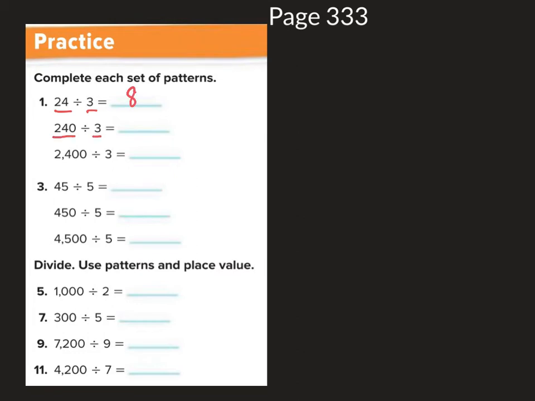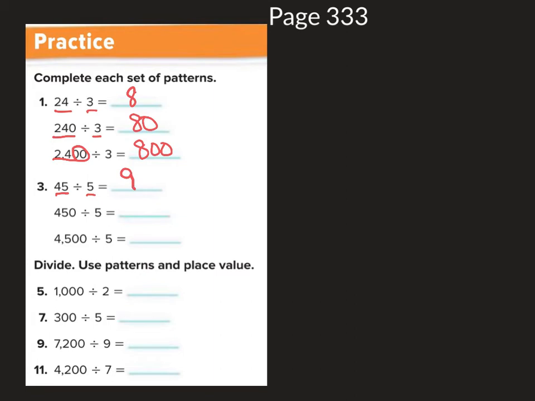240 divided by 3 is 80. 2,400 divided by 3 is 800. 45 divided by 5 is 9.